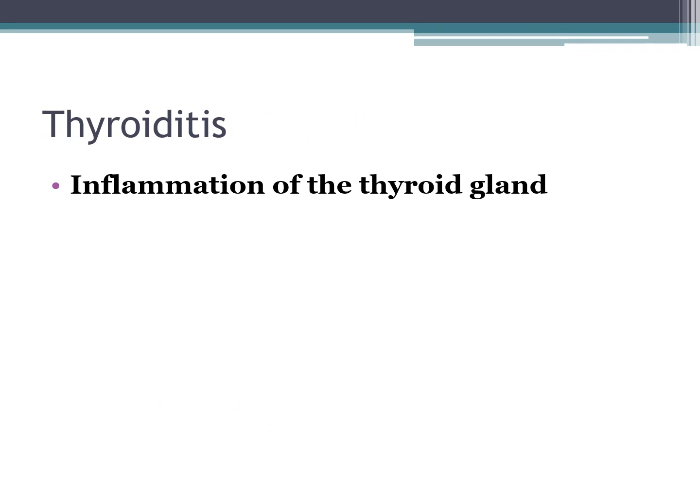Regarding autoimmune thyroid disease, it is divided into autoimmune thyroiditis, which is Hashimoto thyroiditis, and Graves disease. Graves disease will be discussed in the other lecture. While talking about thyroiditis, what does thyroiditis mean? It is the inflammation of the thyroid gland.